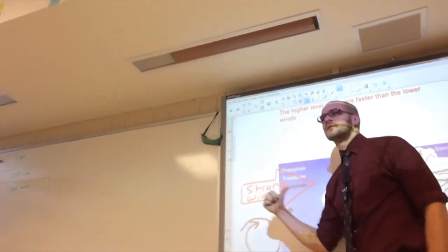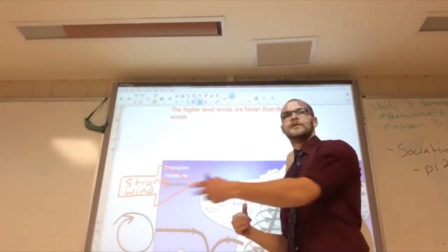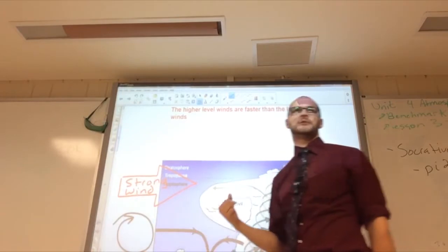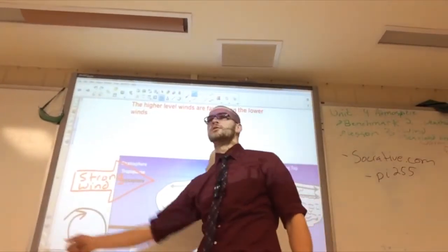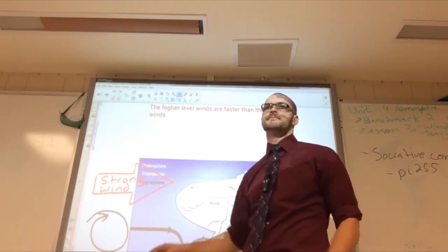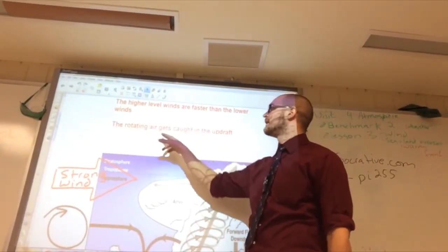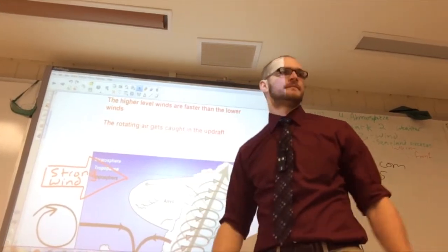That top wind is going to loop the top part over, and the slower wind is going to drag the bottom part around. And so you're going to end up with a loop right here. And that tumbling loop ends up doing something special too. The rotating air gets caught in the updraft.